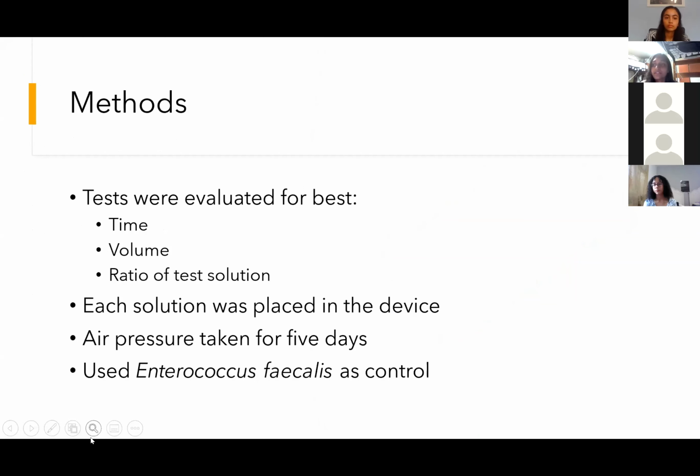Our tests were then evaluated for the best time, volume, and ratio of test solution. Each solution was placed into the device during some of the trials so that the conditions could mimic actual patients. We also took air pressure in a closed flask of bacterial broth to ensure that there were sufficient metabolites released by the bacteria. In this study, we used Enterococcus faecalis as S. pyogenes and S. pneumoniae were not available, and this bacteria is a close biological relative to them.